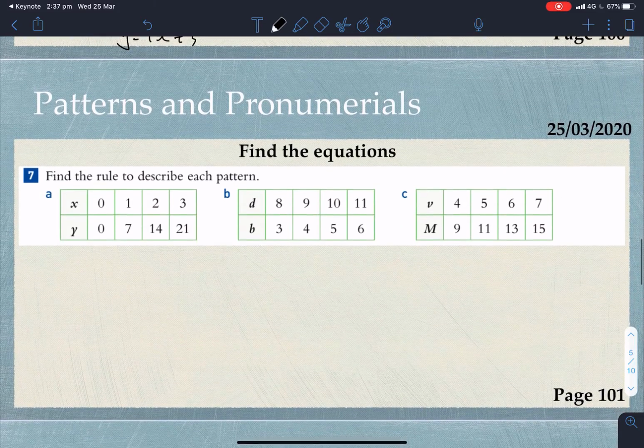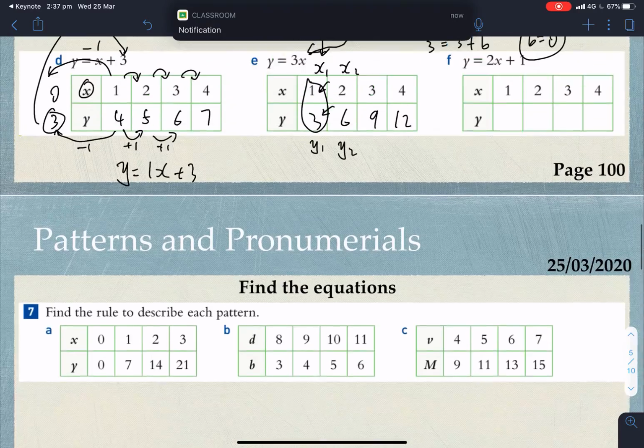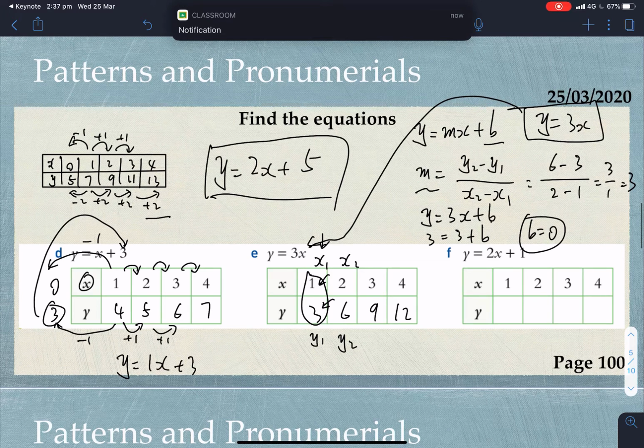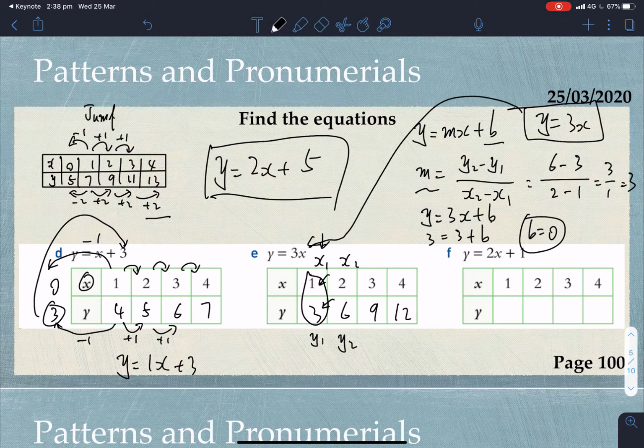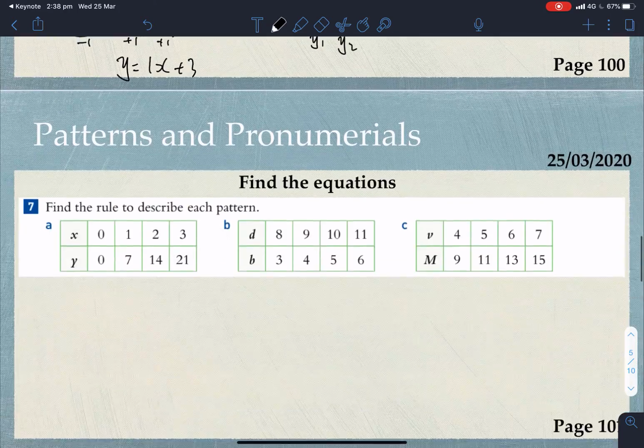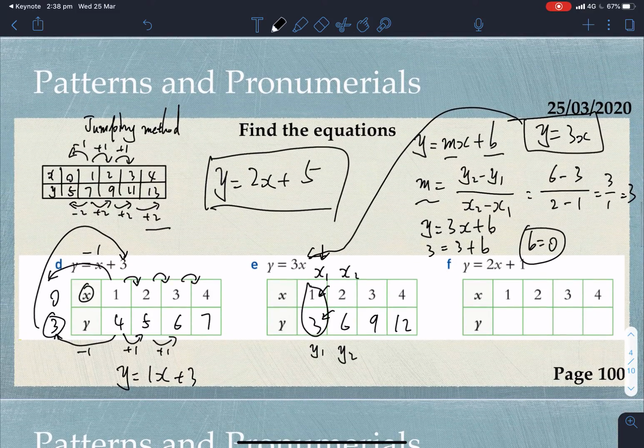I'll give you one more example here. So again, you can always use the jumping method. I call this the jumping method. It's really handy when the top number only goes up by 1. All you need to do is see how many it goes up or down on the bottom, and then you can find out what m is. But the other way is using equations. For us, I recommend using equations so it never goes wrong.